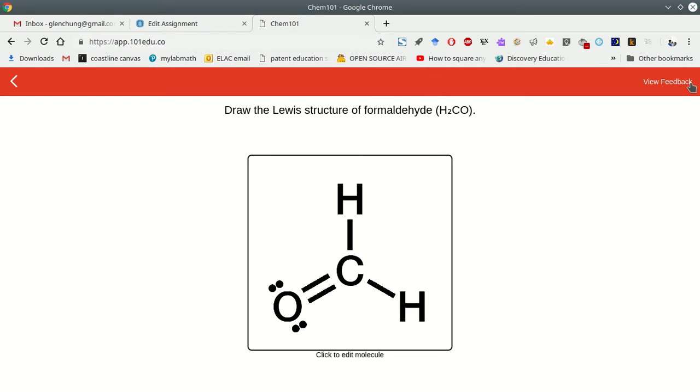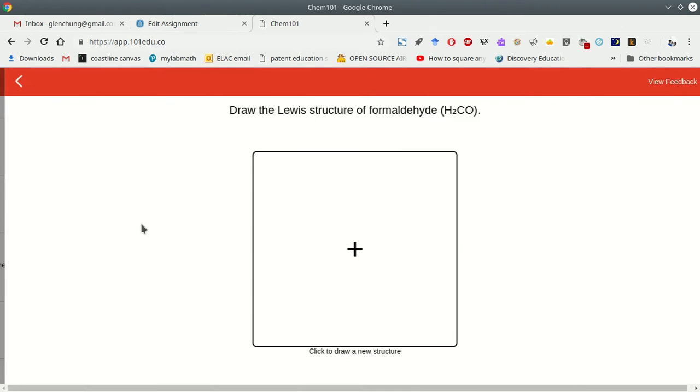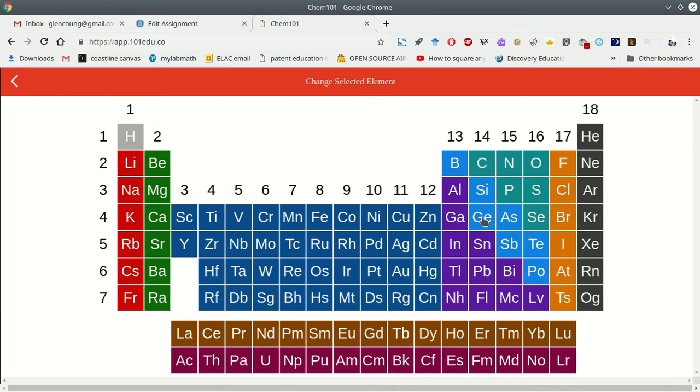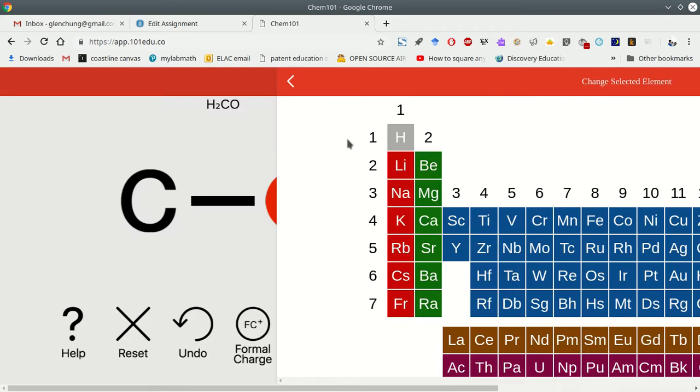That's about it. All the problems in this homework assignment are like that. Now, in your next homework assignment for Lewis structures, you'll have to learn about formal charges, and the problems are going to be a little bit harder. But not to worry. The Chem 101 app is pretty good at giving you help with that, because there's a formal charge button here, which I'll show you after I redraw this formaldehyde structure.